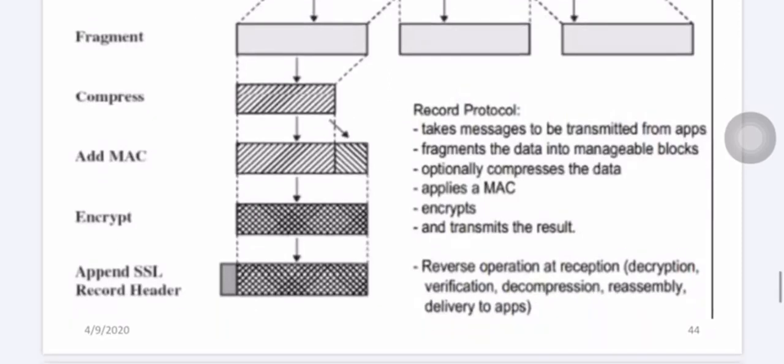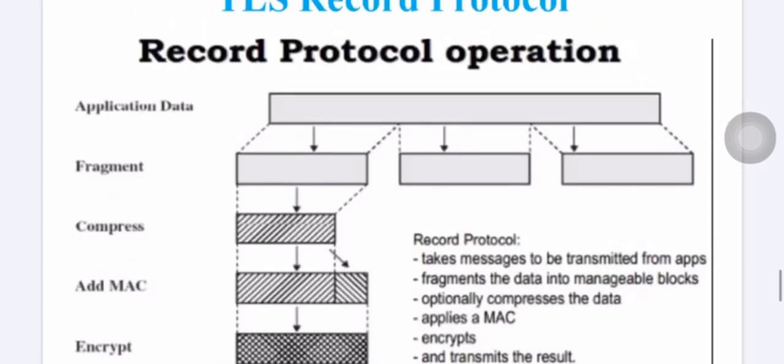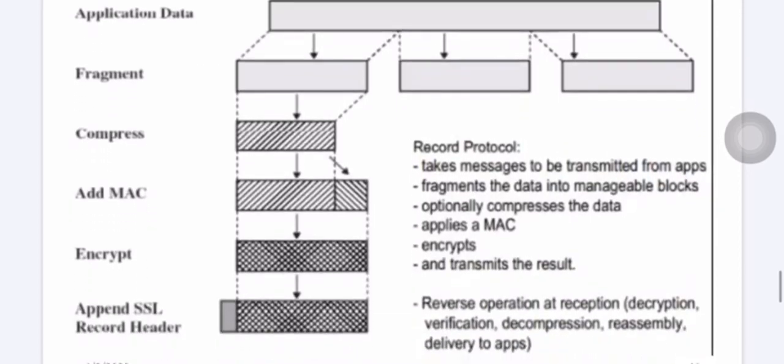Once the encrypted data is appended with the SSL header, that data is ready to send to the next lower layers. This is the operation of the SSL record protocol. We receive the application data, that is the first step, followed by fragmentation. We divide the data into fragments. The second step is followed by compression. Why do we require compression? To make the data rate higher and reduce the size of the data, so the storage capacity needed will be less. All this operation is called compression.